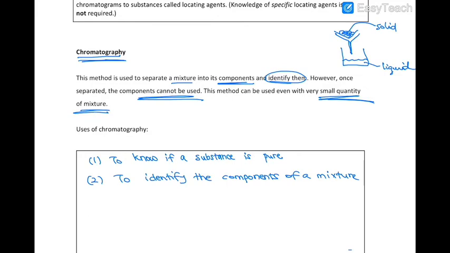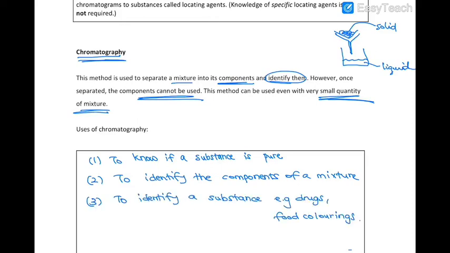The second use is to know what are the components in a mixture. So we'll be able to know if, for example, a black dye is made up of red, green, blue pigments, brown pigments. So we'll be able to know what are the different components in a mixture.